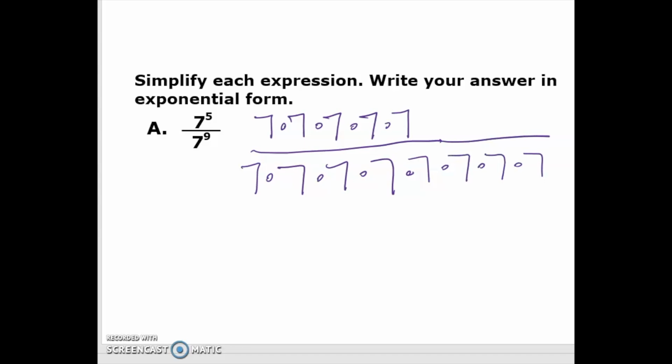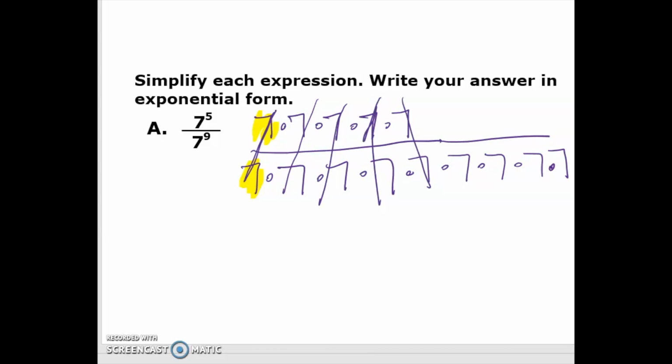Let's see how many. 2, 3, 4, 5, 6, 7, 8. We need one more, 9. And like we talked about in the last couple of sections, when we have the same number in our numerator as our denominator, those are going to cancel out. So I can go ahead and start canceling out my common factors. So if the 7s cancel, cancel, cancel, cancel, cancel.